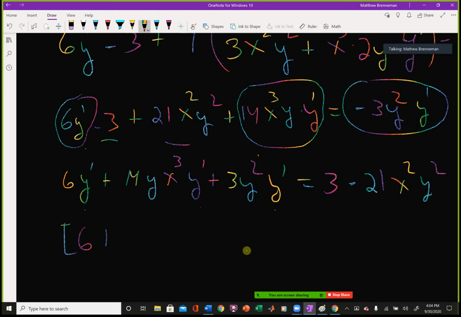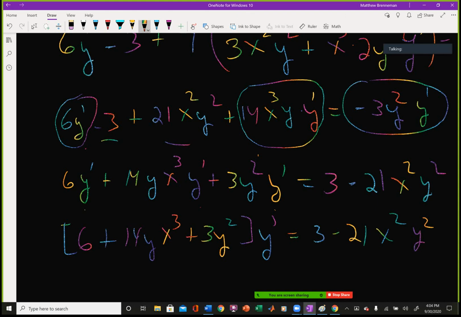So I'll get 6 plus, if I take the y prime out, I just have 14yx cubed, right? Plus 3y squared. Okay? And the whole quantity is times y prime. So just factor out a y prime. And that always works, by the way. You can always do this with implicit differentiation. It always works out that way. There'll be a linear factor of y prime that you can factor out.